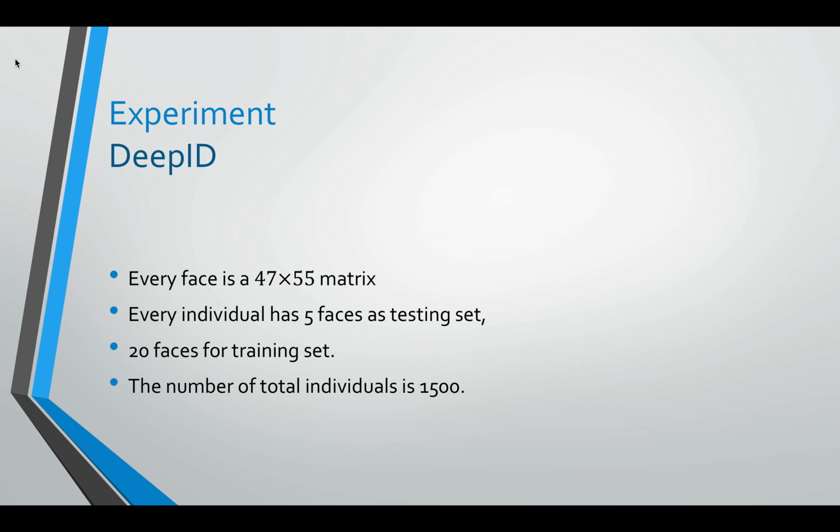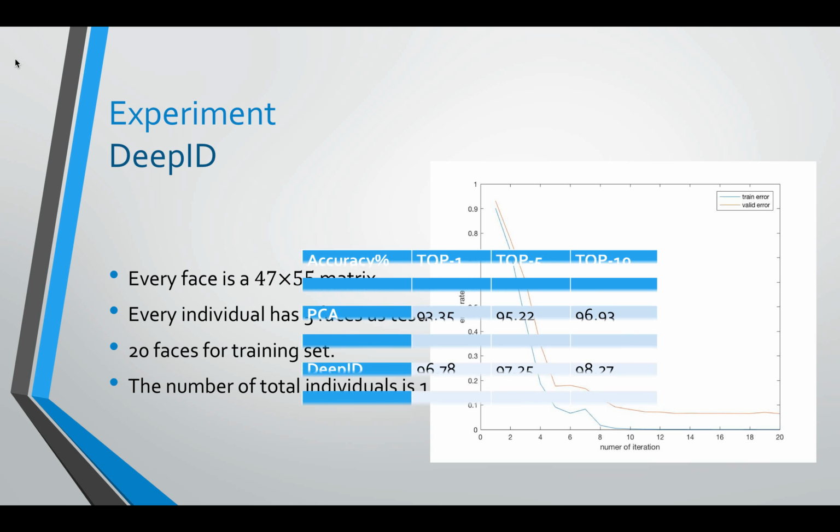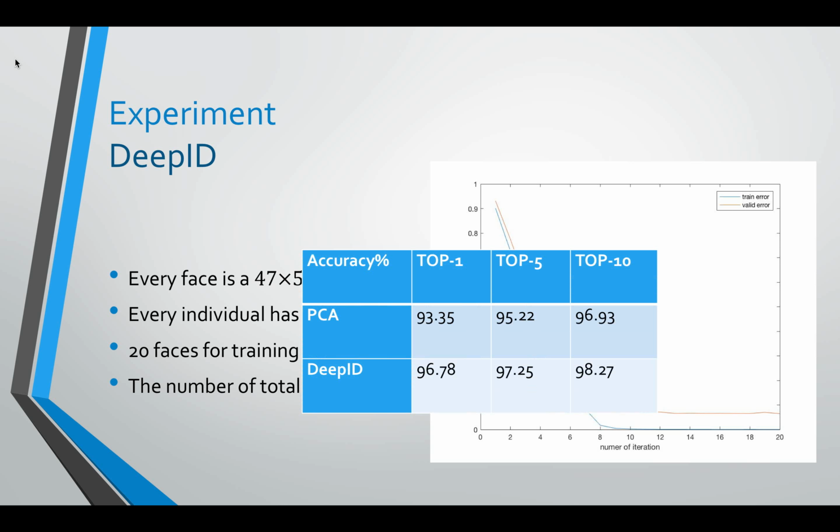Finally is the experiment of the first DeepID model. The train error and valid error after each iteration is recorded. The figure illustrates that after approximately 10 iterations, both train and valid error converged to less than 0.1. Moreover, when we choose the deep hidden identification layer, we could directly use this feature data to classify faces and make comparison with the face recognition based on PCA technique. The comparison of the two methods is listed in this table. It can be easily seen that the DeepID model could achieve more accurate results.